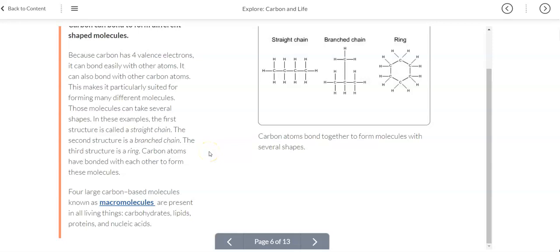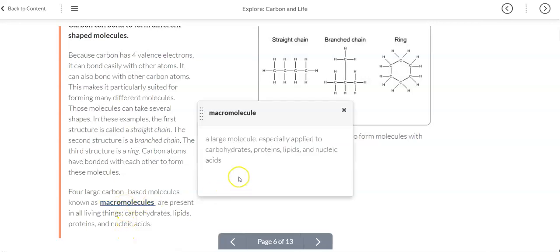4 large carbon-based molecules, known as macromolecules, are present in all living things: carbohydrates, lipids, proteins, and nucleic acids. A macromolecule is a large molecule, especially applied to carbohydrates, proteins, lipids, and nucleic acids. And we are going to spend quite a bit of time talking about those 4 large carbon-based molecules known as macromolecules later on in this unit.